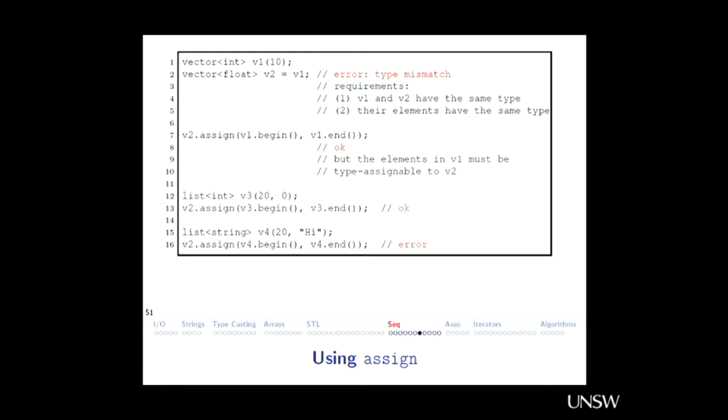So again, notice the difference in the style of the notations here. This old style, v2 equals v1, doesn't work. With v2.assign, you're being very explicit about what you're doing. You are saying, I know what I'm doing, I want this thing to be typecast at this point. And it allows you to do that.